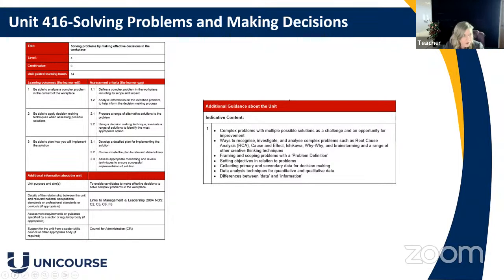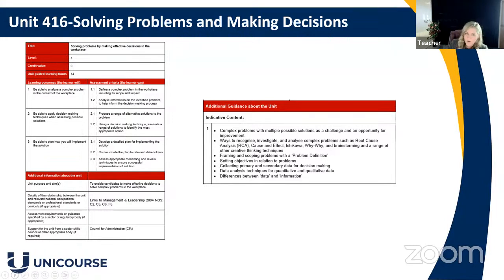So the first part of the session, if you missed it, it will be uploaded onto the playlist this week. But we just looked at really about defining problems, making sure that we're not just looking at the signs and symptoms of problems, but actually getting to the root cause. We looked at analysing problems as well.